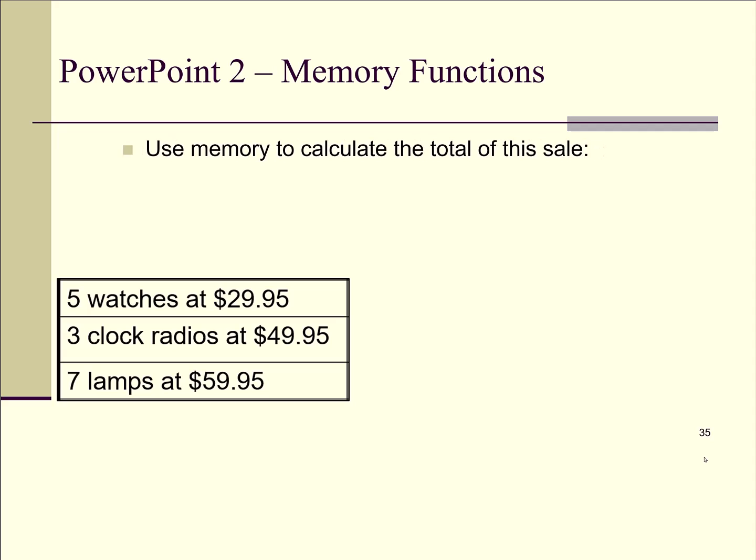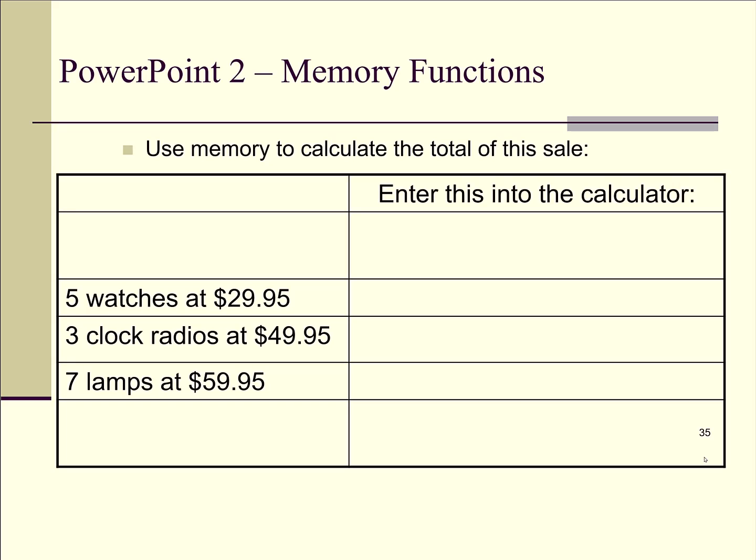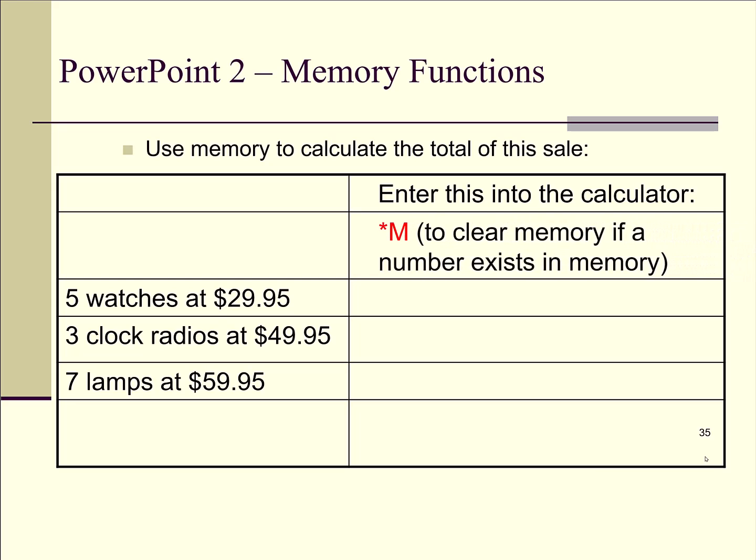So we're going to do the same problem again, but we're going to use memory. You're going to see how much more efficient it is. We've got the 5 watches at $29.95, 3 clock radios at $49.95, and the 7 lamps at $59.95. The first thing we have to do when we're using memory is clear memory. So press asterisk M on your calculator. That clears memory. And remember, the keystrokes are in red.